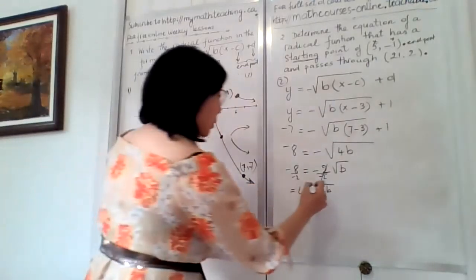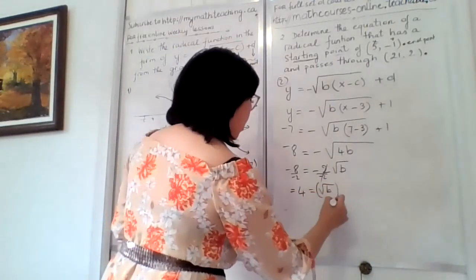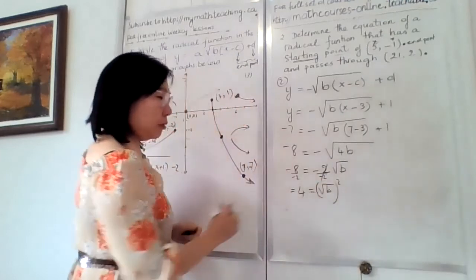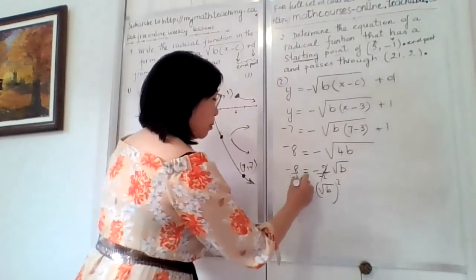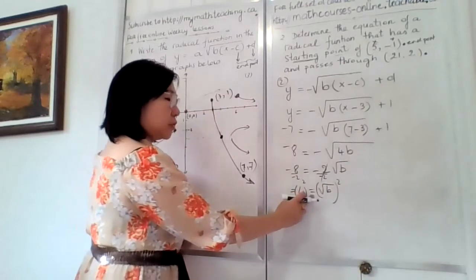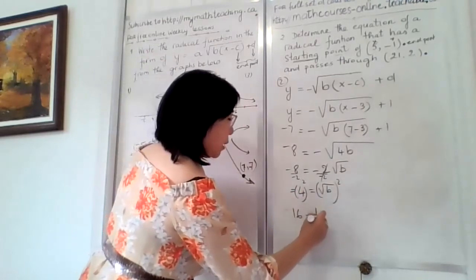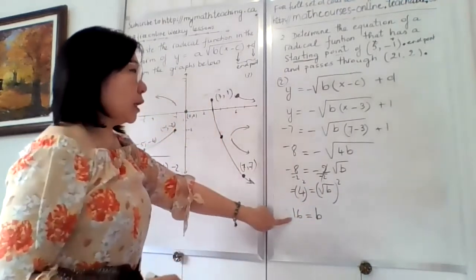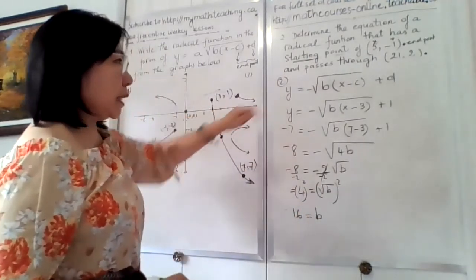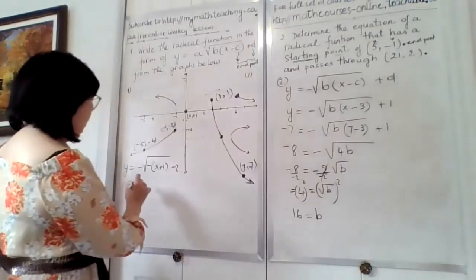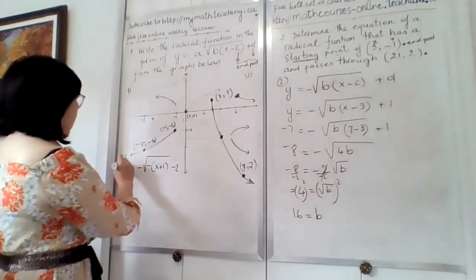So now I'm going to solve for b. I have to power back, right? Power b. And I have to power both sides so the scale still balances. So I will have 16 equals b. So now we know our value b. We can plug it back into this equation right now. So this is our first equation.